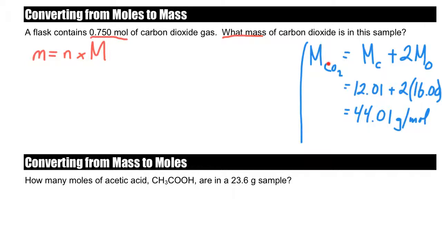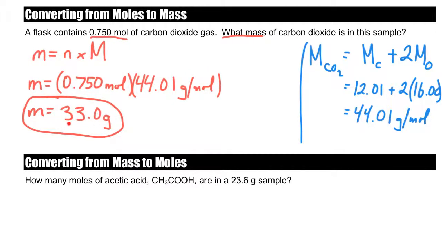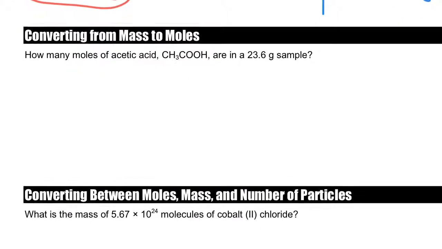In carbon dioxide, I have 1 carbon and 2 oxygens, so I need 1 of the molar mass of carbon and 2 of the molar mass of oxygen. Plug in my numbers, calculate. The molar mass of carbon dioxide is 44.01 grams per mole. So I can plug in my numbers and get my final answer. Notice that my answer has 3 significant digits because the number of moles only has 3 significant digits. Let's move on to the next question.